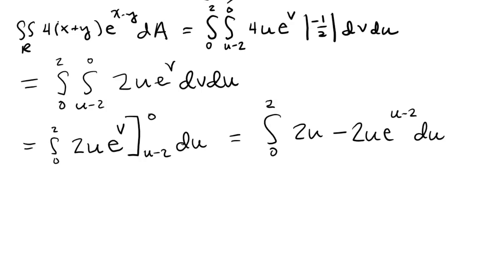All right, so for each of these integrals, we're going to take care of them in two different ways. The first one is just a simple power rule. So it's just going to end up being 2u squared over 2, so it'll just be u squared from 0 to 2. And then this second integral, notice that we've got a u times e to the u minus 2. So we've got a linear function of u in the exponent of e, and it's times u on the outside.